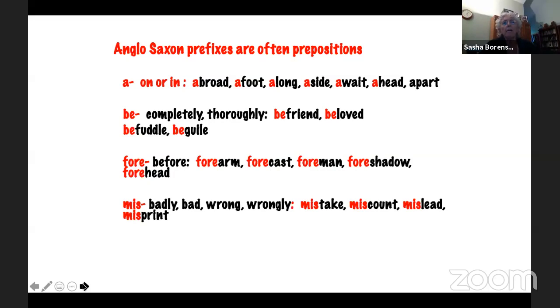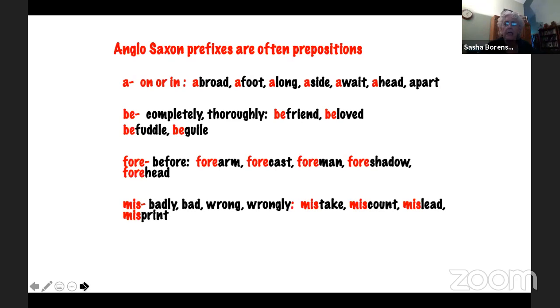Okay. Aside, await, ahead, apart. I mean, these are words that we use all the time, right? But the letter A has a meaning. It means on or in. So afoot means on foot. And aside means on the other side. And ahead means in front of. Isn't this cool? I mean, just the little things like A stuck on a word.